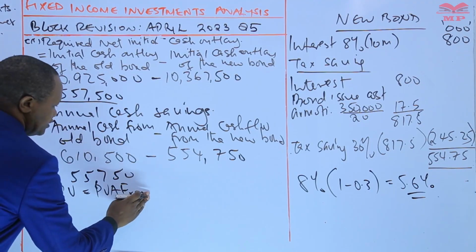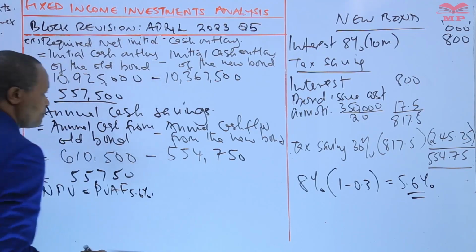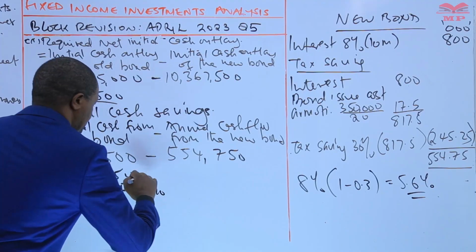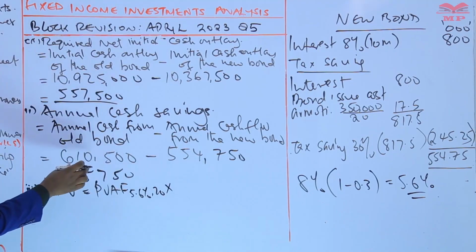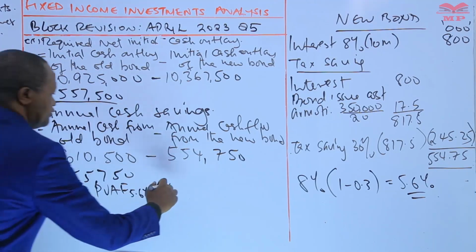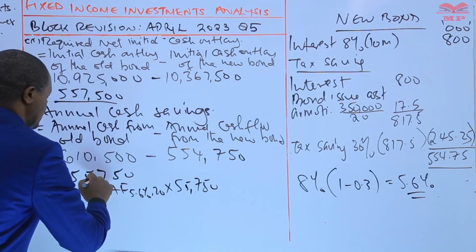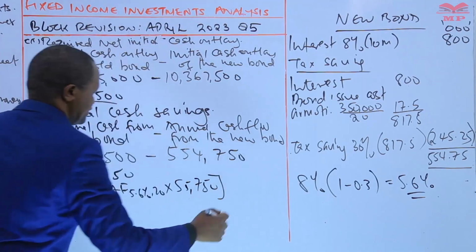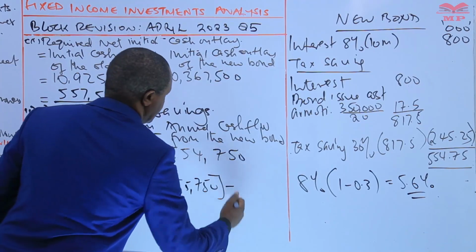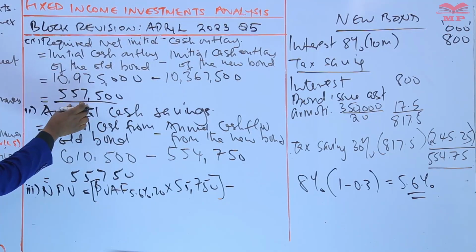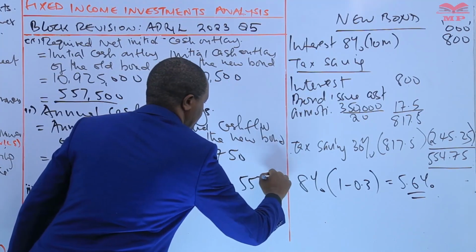So we have here 5.6%, 20 years, times this annuity, 55,750. This is the inflow. That will give us the present value of the inflow. Then we deduct the cash outflow of 557,500.